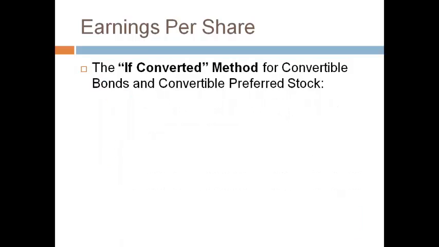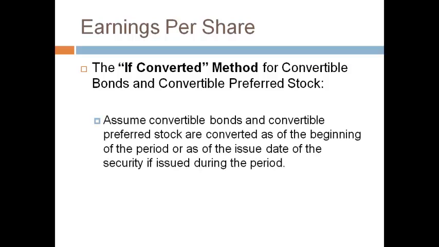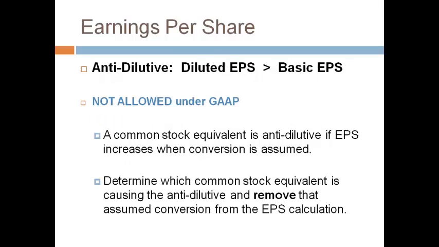The if converted method provides the rules related to convertible bonds and convertible preferred stock. We will assume conversion, which will result in no debt and no interest and no preferred stock to pay preferred dividends on. Assume the conversion occurred on the first day of the year, unless the bonds or preferred stock were issued during the year. If they are new this year, assume conversion on the issue date of the bonds or the stock.